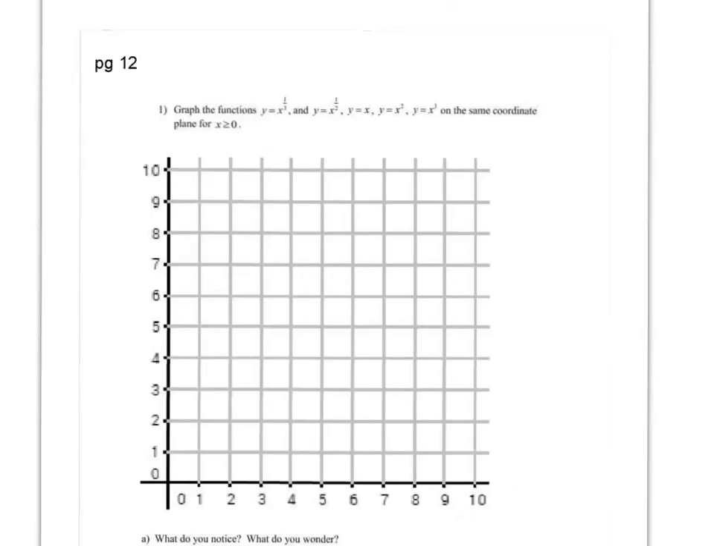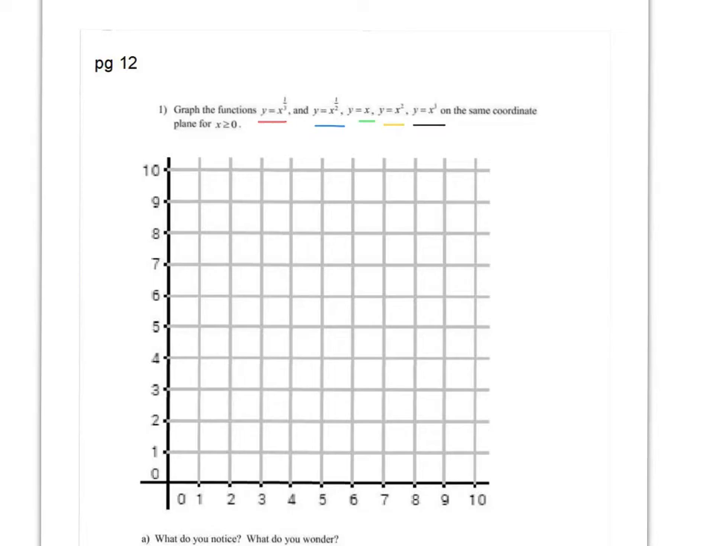So if you turn to page 12, we're going to graph and compare and contrast more power functions today. So on this grid, we are going to graph x to the 1/3, x to the 1/2, x squared, and x cubed. You can use your calculator to get a table of values. Since I'm making this video, I will use my calculator on the side and plot my nice points. Sorry, you won't be able to see it on the screen.